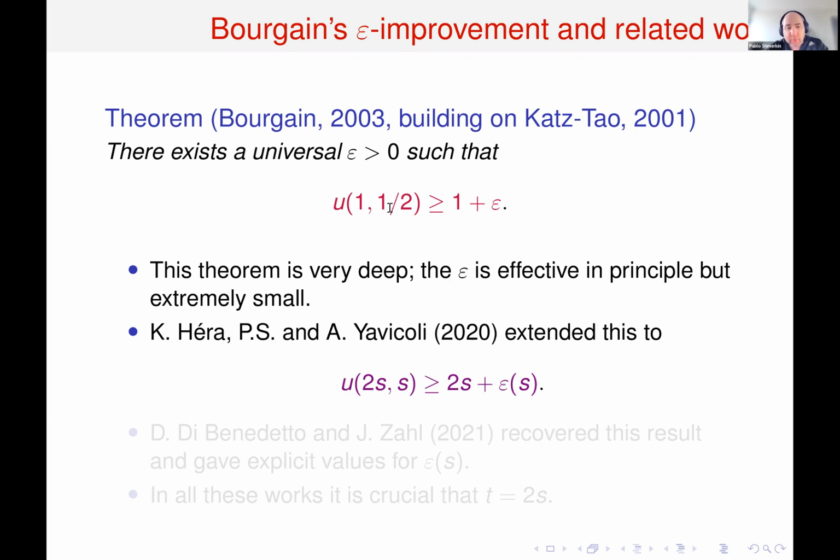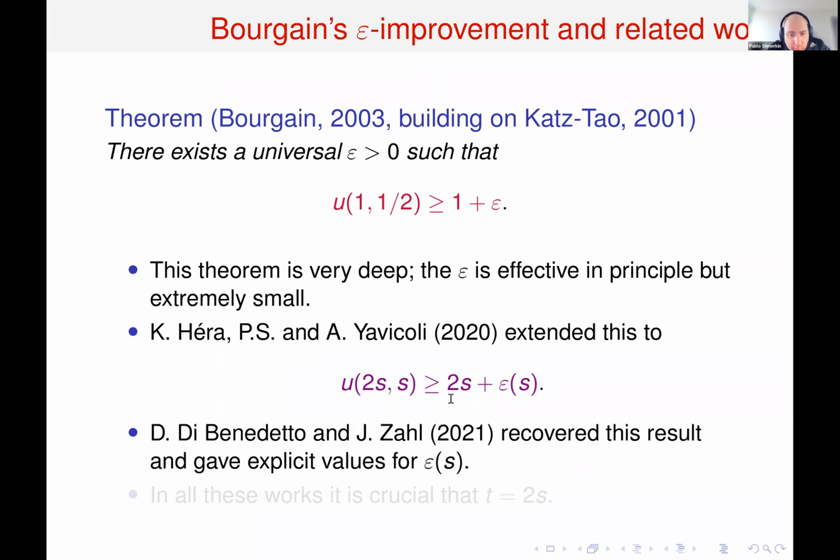Okay, so what we did is basically extending the theorem of Bourgain to other values of s rather than just 1/2. We follow the same proof, but the proof is not so easy, so we had to work a bit. Also, there were some parts of the proof that we didn't understand, so we had to figure out what to do. And then Daniel Di Benedetto and Joshua Zahl obtained an explicit and, I would say, reasonable value for epsilon of s, like 1/10,000. This is reasonable in this area. In the previous works, the value of epsilon is not explicit.